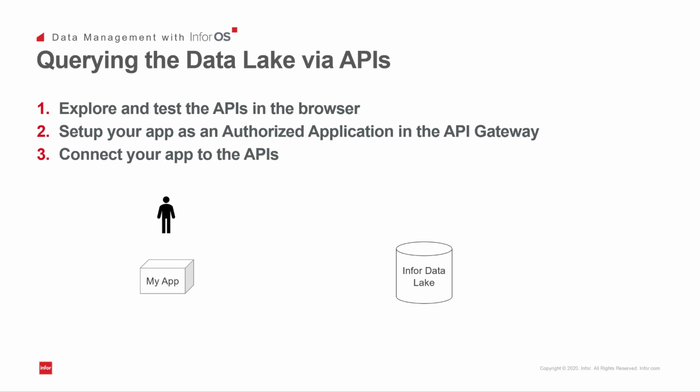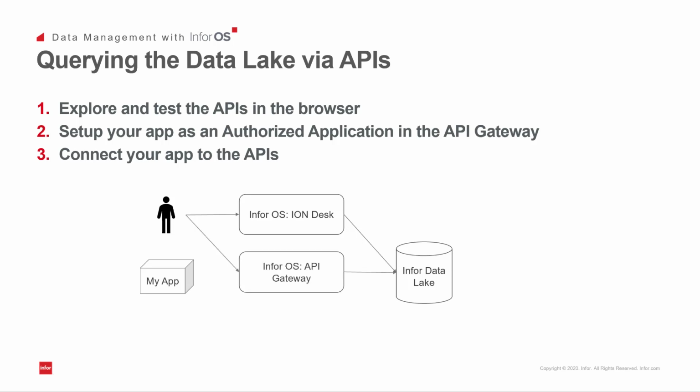What we're going to focus on is step 1. As part of that step 1, we're going to take the role of an administrator, and we're going to use Ion Desk to go in and view what's in the data lake. Then we're going to use that same administrator role to go into the API gateway in the browser and view the APIs there and test them. And then the last step, of course, steps 2 and 3, will be for you to go in and connect your app to those same APIs that we have explored and tested. Let's go ahead and get started.